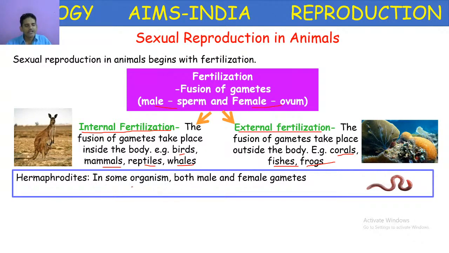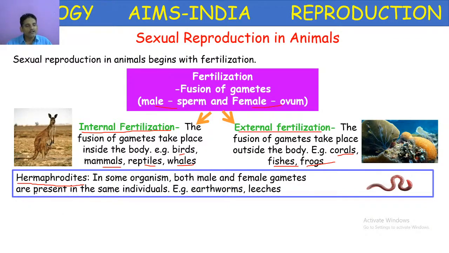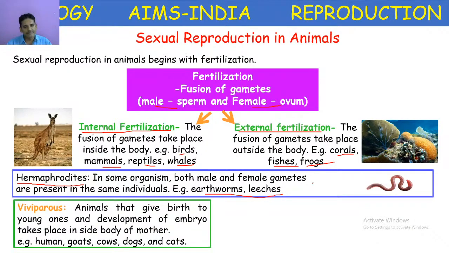Next, hermaphrodites. In some organisms, both male and female gametes are produced in the same organism. Such organisms are called hermaphrodites, and the phenomenon is called hermaphroditism. Examples: earthworms and leech, annelids, and helminth parasites, which are internal parasites. Some of the helminth parasites are also hermaphrodites. They produce both male and female gametes in the same organism. So self-fertilization takes place here.